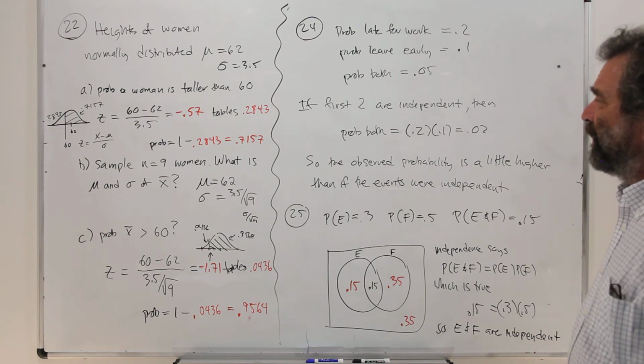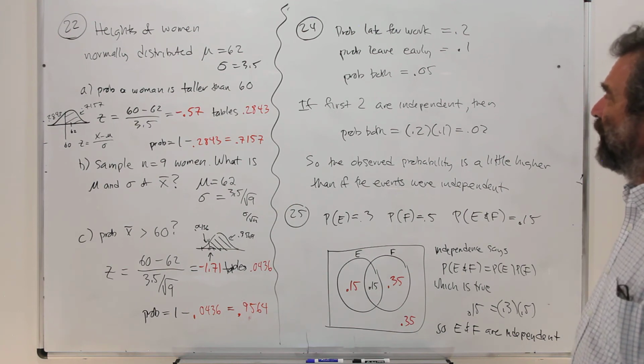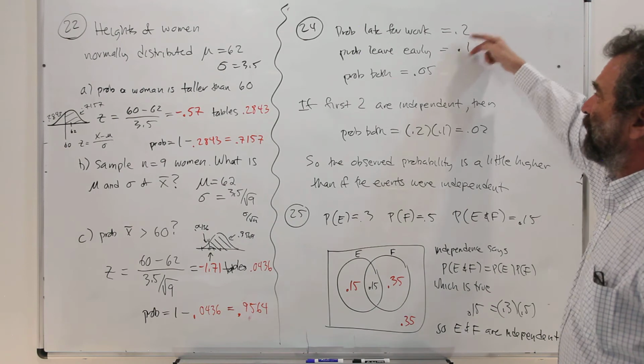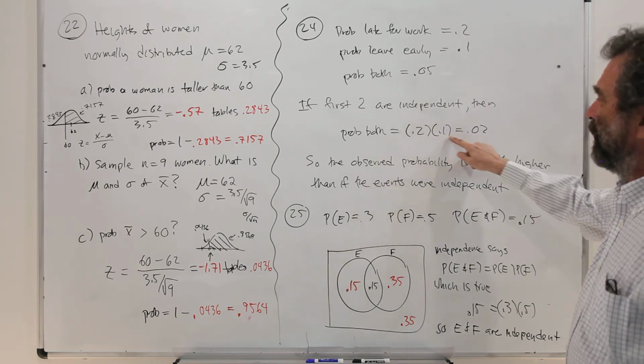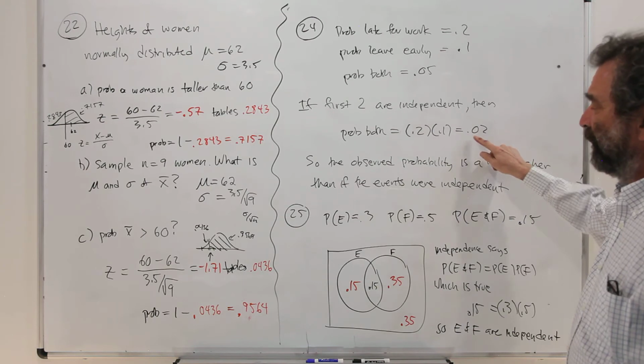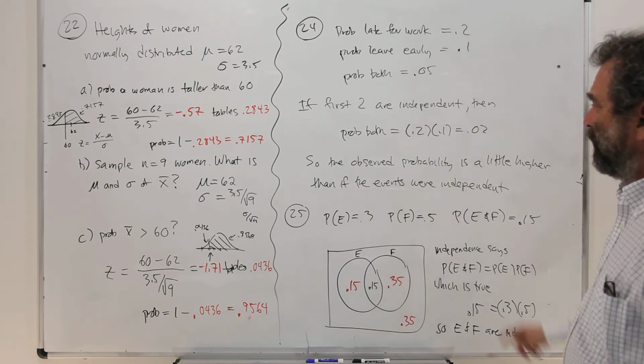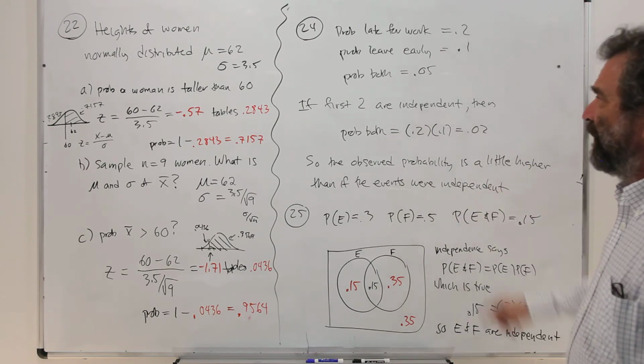So if they were independent, the way you compute probabilities for independence is you multiply the two probabilities together to get the probability of both. So both should be 0.2 times 0.1, or 0.02, if they were independent. So the observed probability is a little higher than if the events were independent.